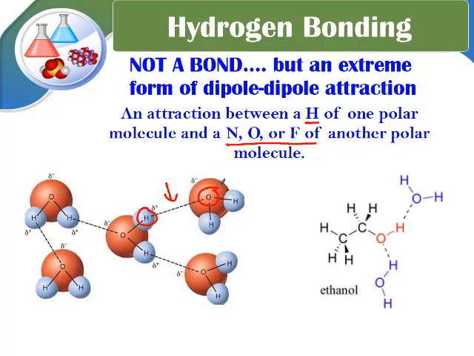It can also be between different molecules. Here we have ethanol. And ethanol is attracted to water molecules in hydrogen bonding. So this oxygen is attracted to the hydrogen of the ethanol. And then this hydrogen is attracted to the oxygen of ethanol. So that's a hydrogen bond, and that's a hydrogen bond. Notice that it's still just attractions.